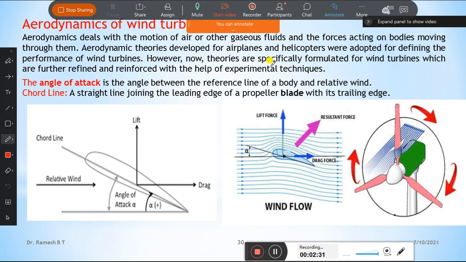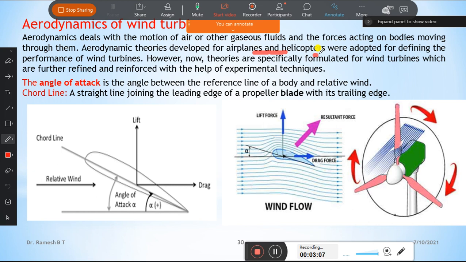Earlier this theory was specially meant for aeroplanes and helicopters, so that they easily bisect the air and move along it. Aeroplanes and helicopters move in the atmosphere, not on roads, so the only obstruction is from the air. For easy movement they created that aerodynamic shape. This also defines the performance of the wind turbine.